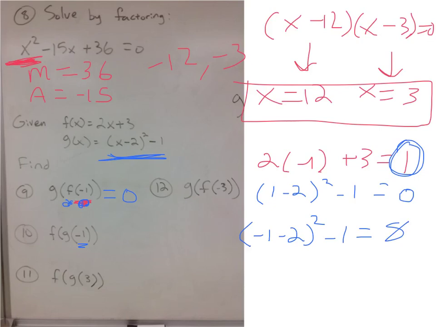Now I'm going to take that 8 and plug this into the f function, which would be 2 times 8 plus 3 is 16 plus 3, so that's 19. Okay?